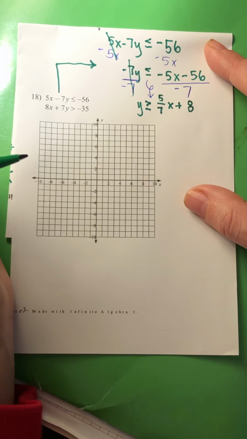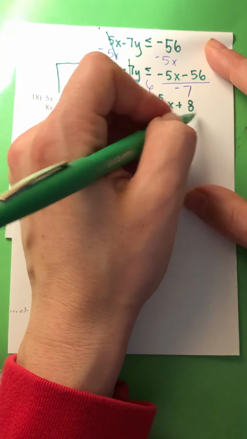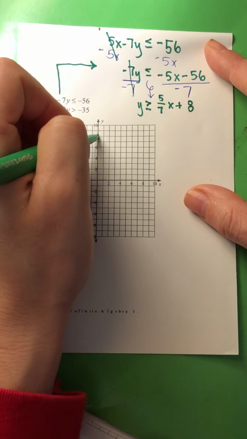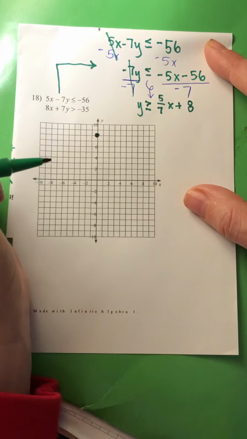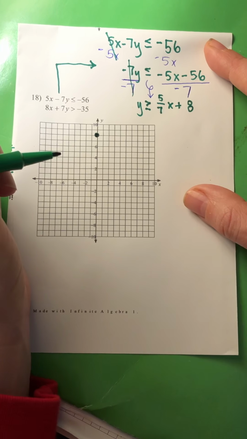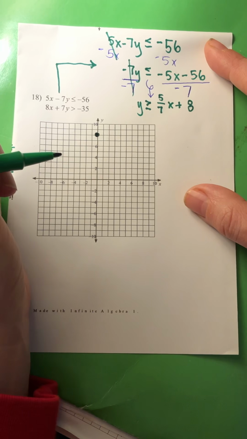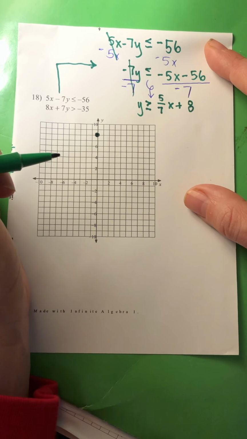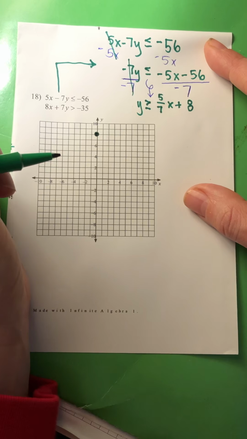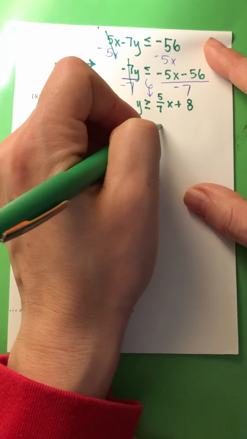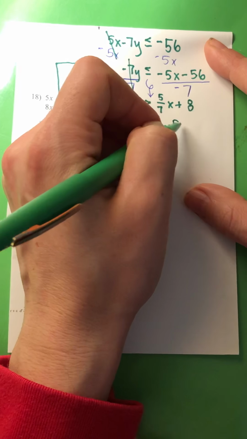All right, so let's graph that one. So my b is 8. Again, if I'm going fast, you can always press pause, and you can always press rewind. And if you think I'm going too slow, you can always try it yourself and then look at the answer key. All right, and my m is 5 sevenths.